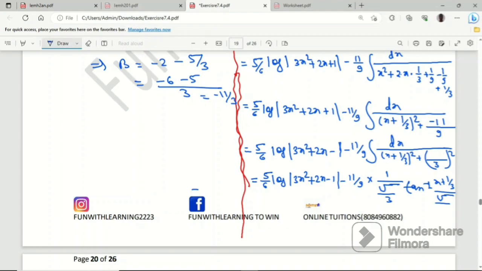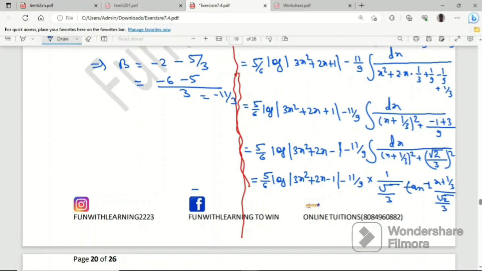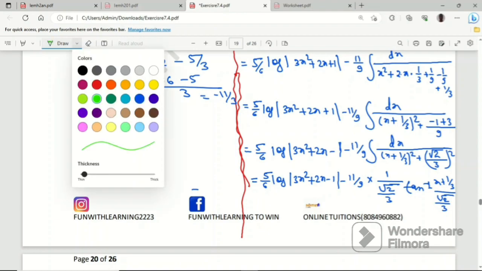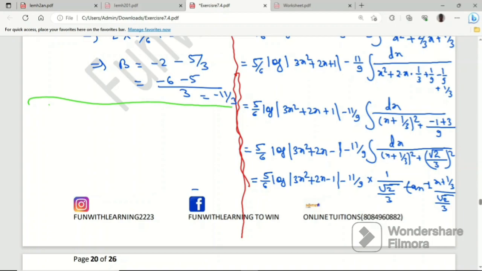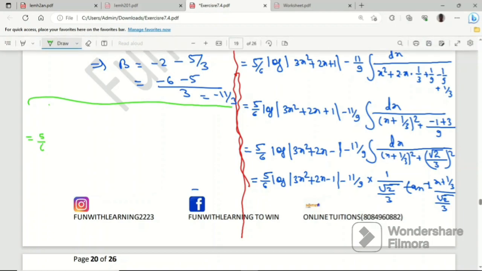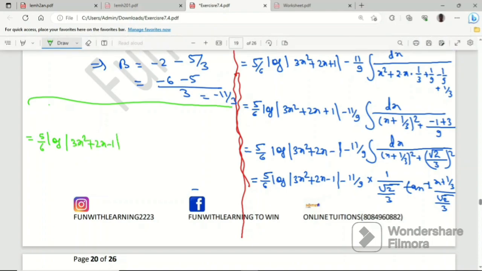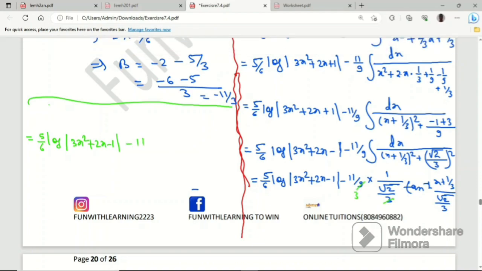So I'll write minus 1 plus 3. So I'll get 2 root 2. Okay, root 2 upon 3. So here also root 2 upon 3. So now I can write the answer. I'm writing here the answer. Okay. So the answer I have got is 5 upon 6 log 3x square plus 2x minus 1. I'm cancelling 3 with 3 times. So I'll write minus 11 upon 3 root 2 tan inverse 3x plus 1 I will get.